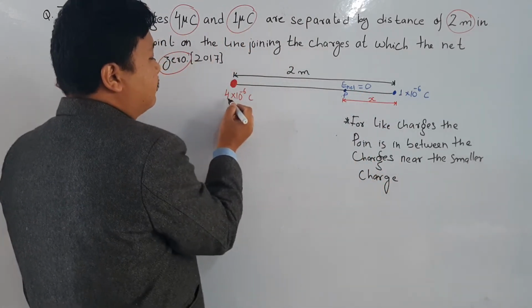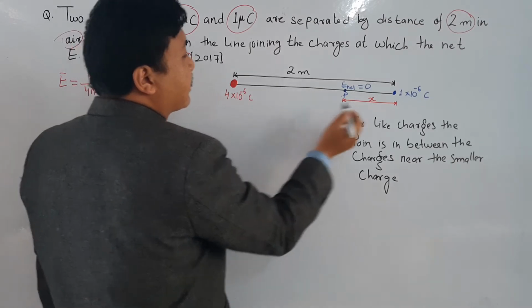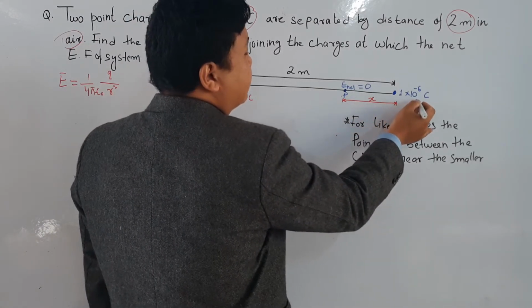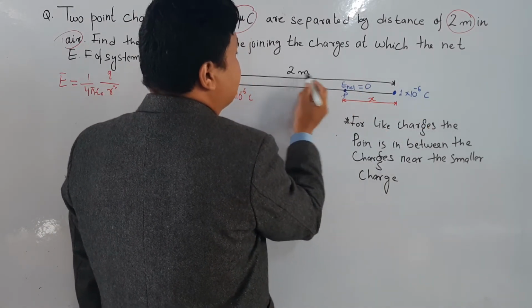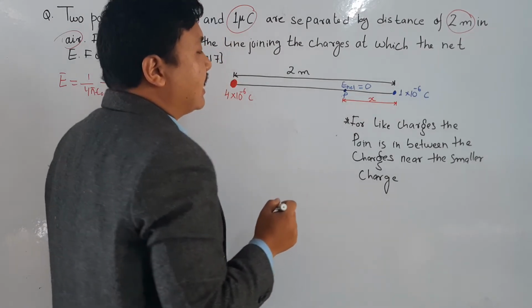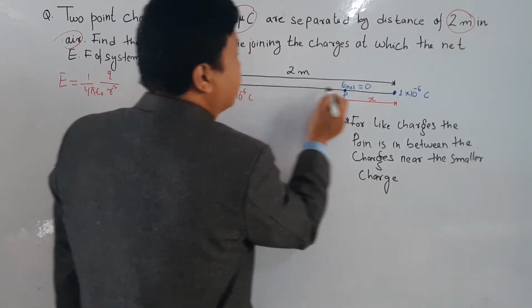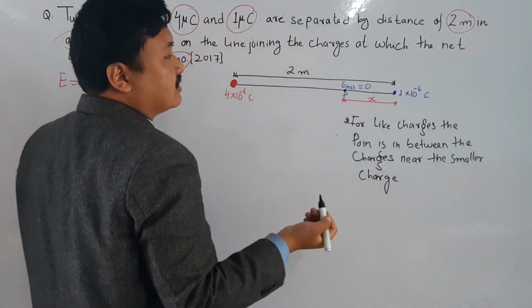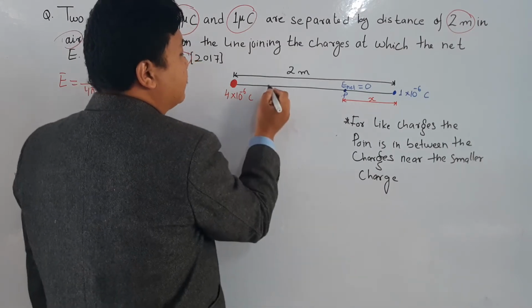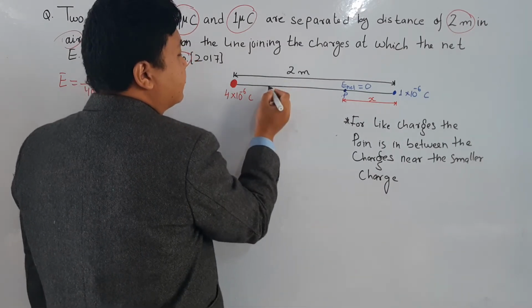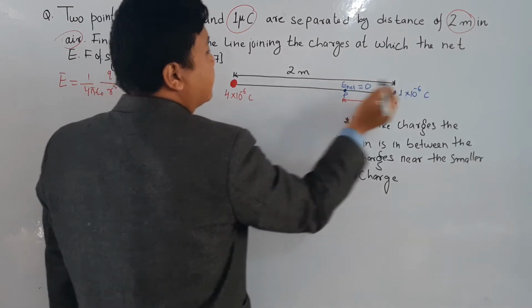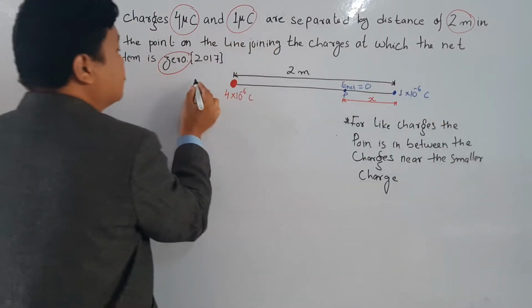So this is 4 into 10 to the power minus 6 coulomb, 1 into 10 to the power minus 6 coulomb, and separation is 2 meter. So line joining is this. All this line is line joining, and where should I place the point? There are so many points. This is also a point, that is also a point, here is also one point, here is also one point.